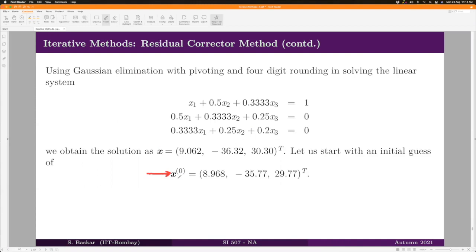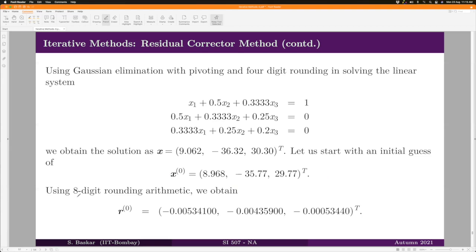Now we have to start from this initial guess and do the residual corrector process to obtain a better solution than x naught. Better in the sense that after each iteration, the vector xk should be closer to x than the previous iteration. That is the idea. So for that, what we have to do first is to find the residual vector. To find the residual vector, we have to keep a higher precision.